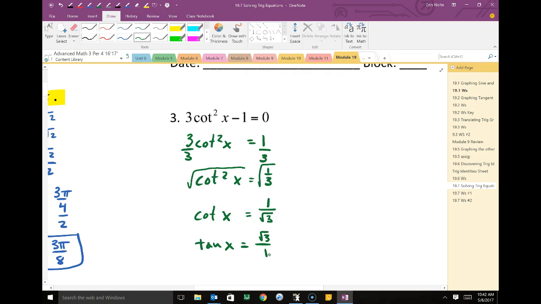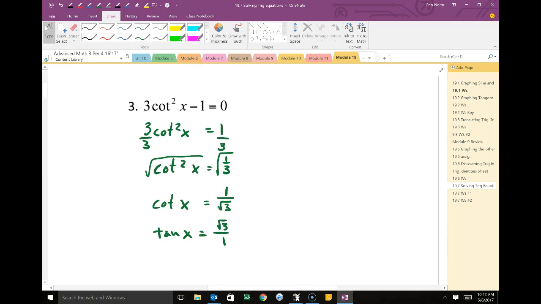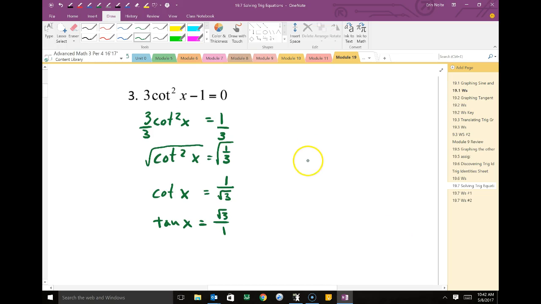Which is, yeah. And I'm going to leave it like this and I'll show you why. Okay, by definition, tangent is what over what? Y over x. So that's basically telling me that y over x is going to equal the square root of 3 over 1.